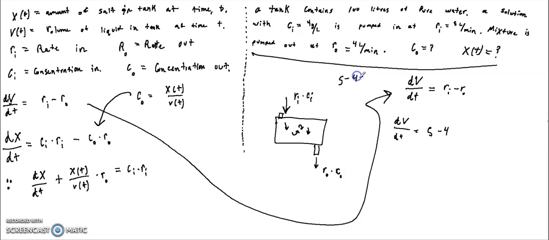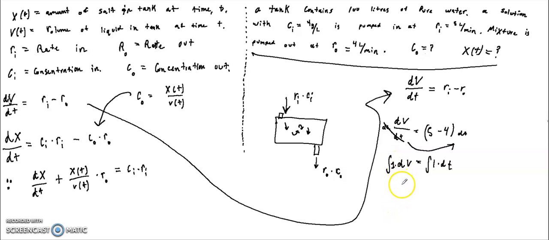So 5 minus 4 equals 1. So every single minute, we're going to gain 1 liter of mass. But just for good practice, let's solve this separable equation. So we move over the dt, multiply both sides by dt, we cross it out, and we get dv equals 1 times dt. And then we'll integrate both sides, and we can see this as just a 1 right here.